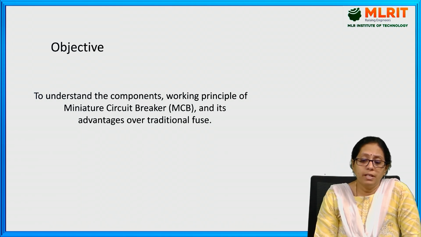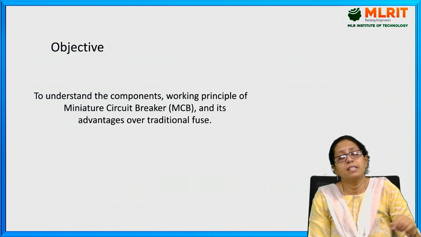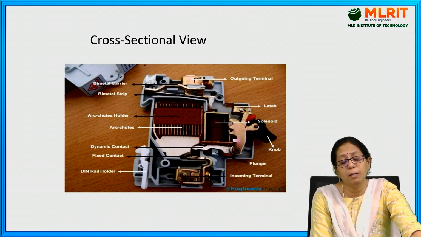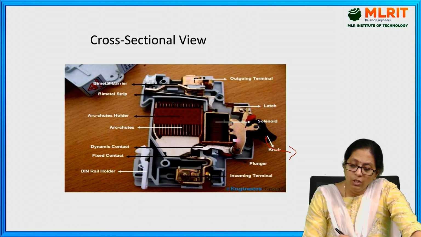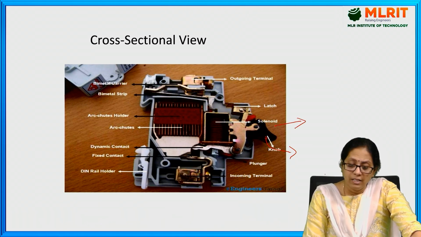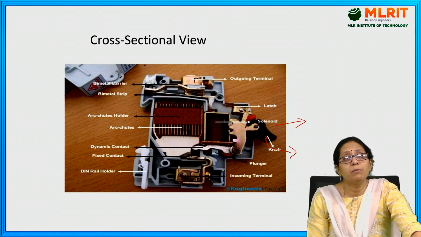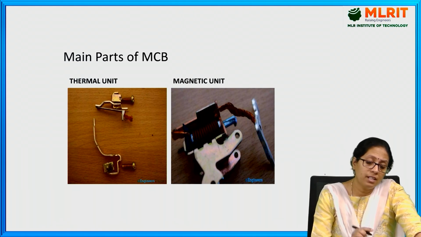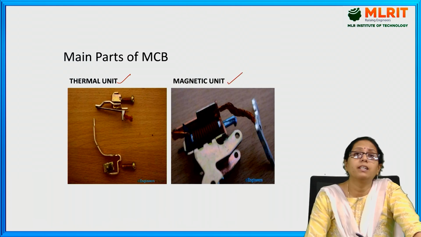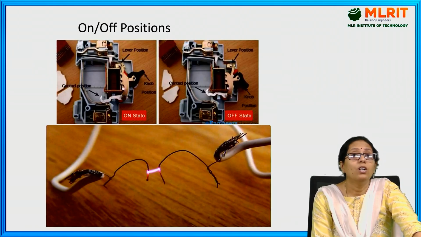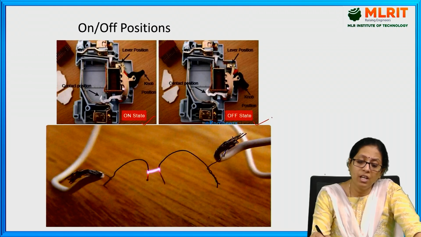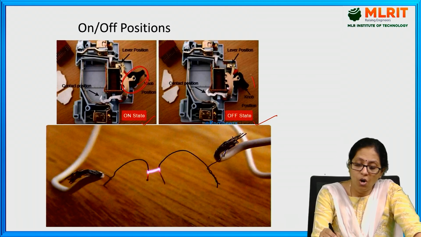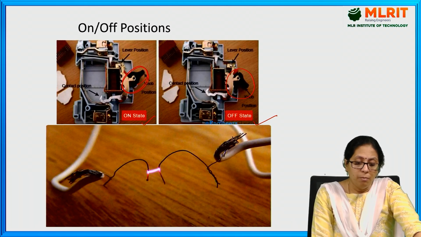MCB. To understand the working principle of miniature circuit breaker and its advantages over the traditional fuse. Here you can see the cross-sectional view of an MCB, and here you can see the knob as well as the solenoid. This we have already discussed in the previous class regarding the different types of circuit breakers. These are the main parts of the MCB, that is the thermal unit as well as the magnetic unit. Here this is the on condition, this is the off condition, and based on the knob position we can decide whether it is in the on condition or off condition.